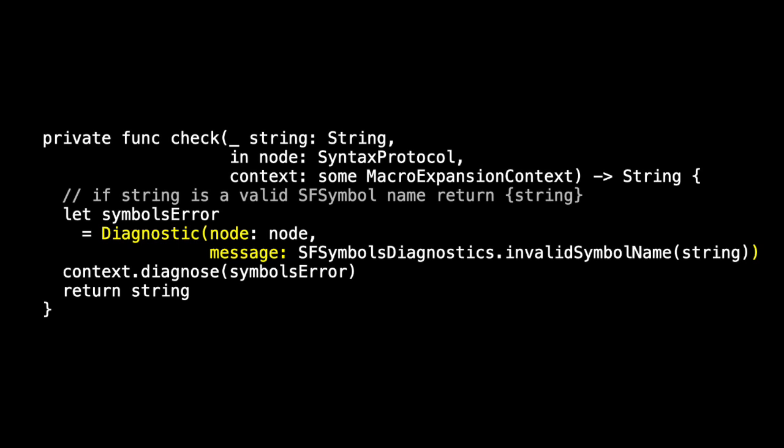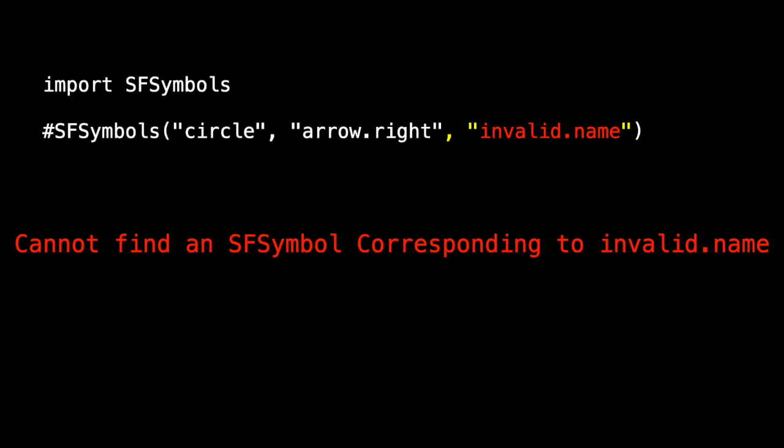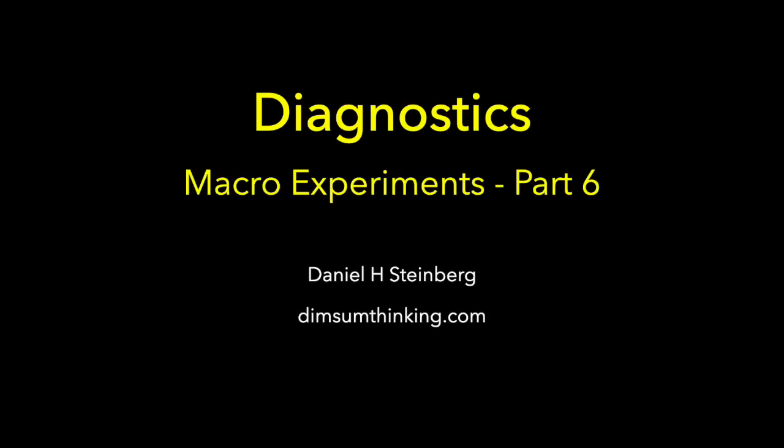The important part was we created a diagnostic using the node and a message. The message itself used our special type that we created, our SF symbols diagnostic, and the case invalid symbol name using the string. And then we threw the error, or in this case, the context diagnosed the symbols error, and that's how we issued our diagnostic. On the receiving end, that means if we enter an invalid name, this should be an error, and in fact it is, and we see the error message, cannot find an SF symbol corresponding to invalid name. And that's a quick look at some of the basic features of diagnostics.